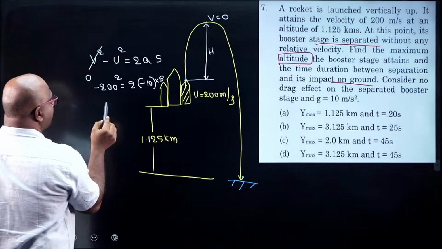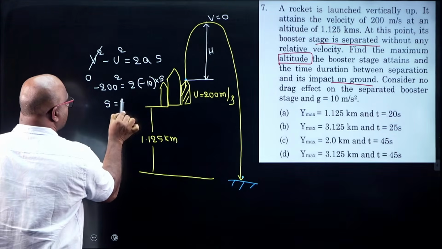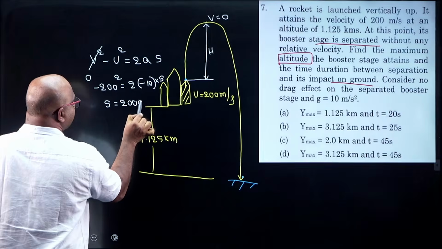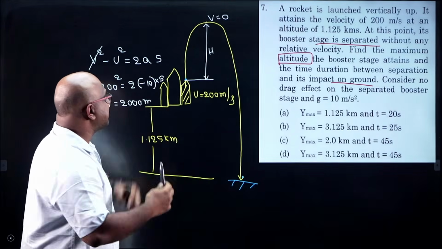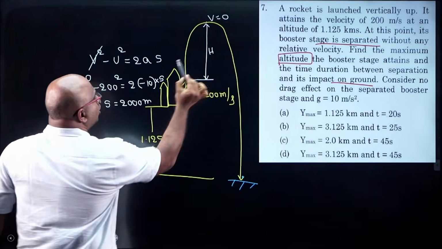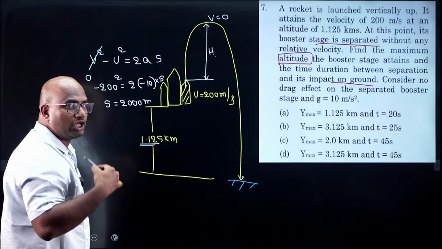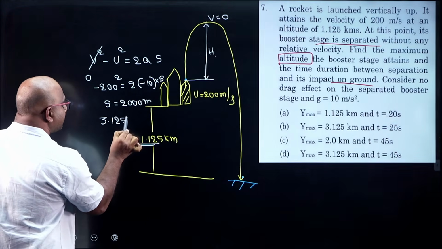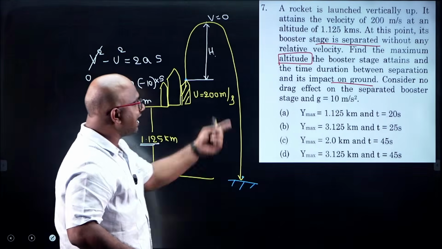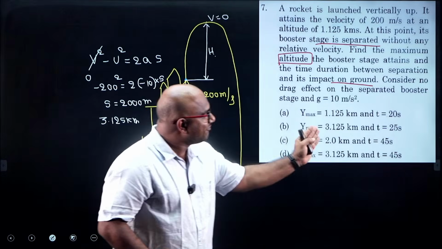So how much is the displacement coming? S, which means h, equals 2000 meters. This means it can reach a height of 2000 meters, but he's asking for altitude. So 2000 meters, or 2 kilometers, plus 1.125. Total, 3.125 kilometers. But here again the problem is that B and D have the same altitude, but the difference is time.